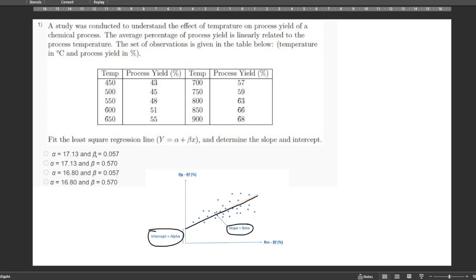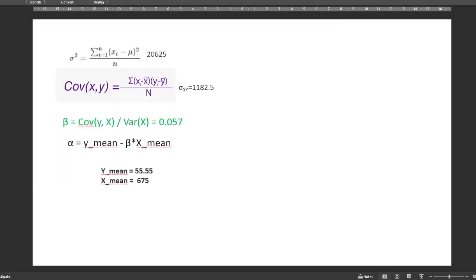So how to find it? First, we have to find beta. The formula is beta equals covariance of x and y divided by variance of x. It can also be written as s of xy divided by s of xx.